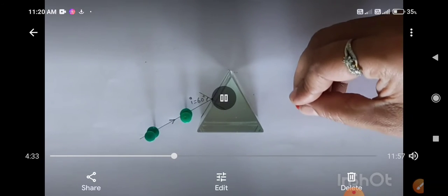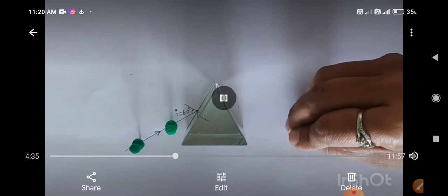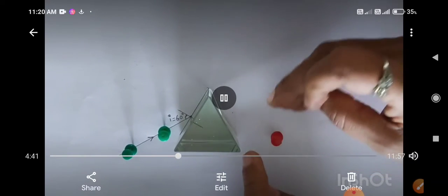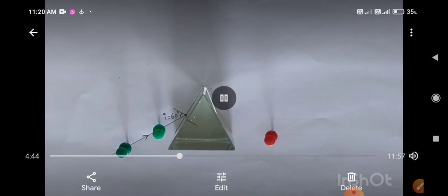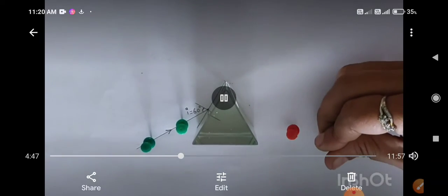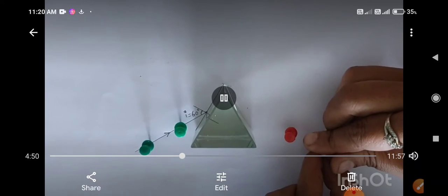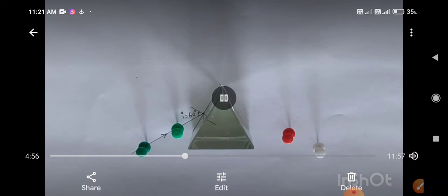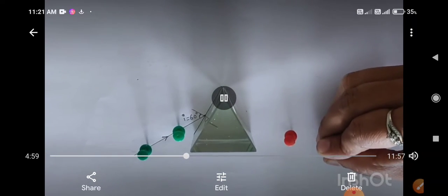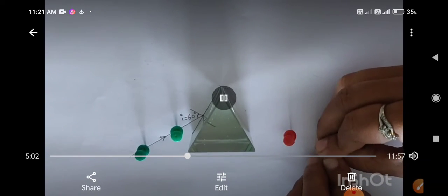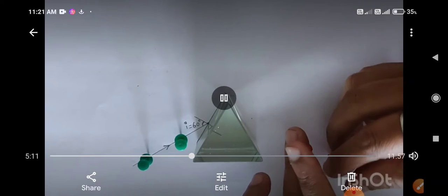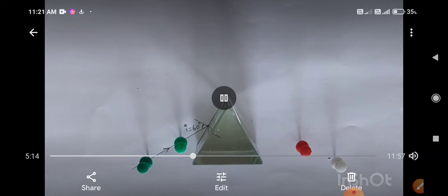So you mark two pins, using two pins, the emergent ray, in such a way that the four pins should be on one line. The four pins should be on one line. See, I am just placing these two pins one behind the other. It should be like both the pins are in the same line. And through the prism, if you look now, it will look like all the four pins are in one line.